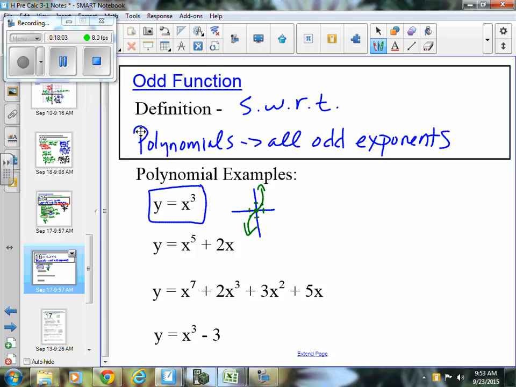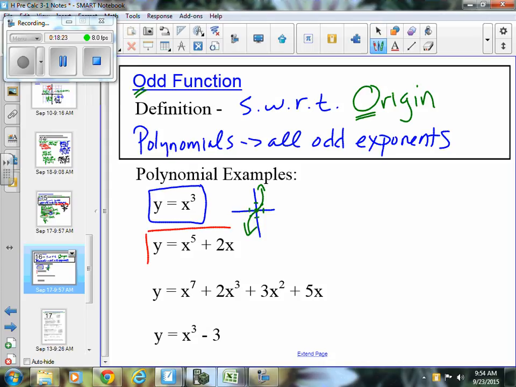Okay, so what symmetry does that graph have? Well, it's symmetric with respect to the origin. So odd functions have origin symmetry. They both start with O, if that's helpful to you. So odd origin. So when you look at origin symmetry, we know what that means. The x and the y both change signs. So for polynomials, that means all odd exponents.